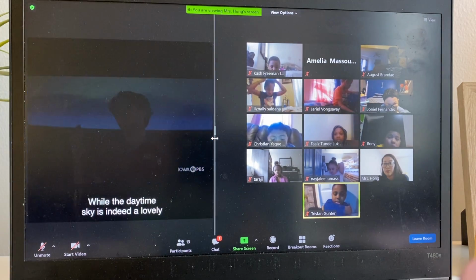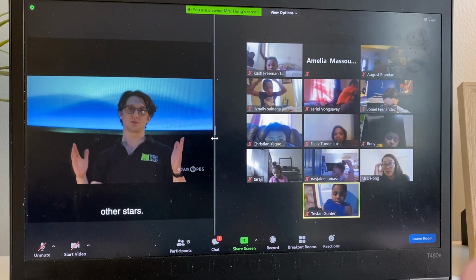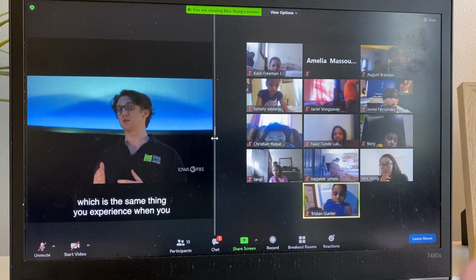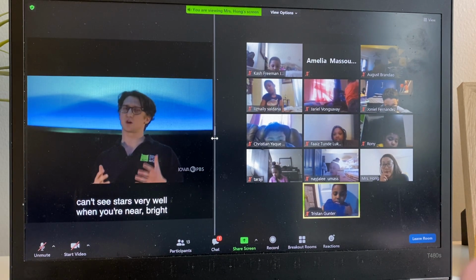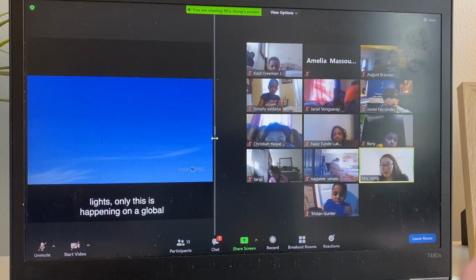While the daytime sky is indeed a lovely color, it makes it impossible to see all the other stars. What we're seeing here is actually light pollution, which is the same thing you experience when you can't see stars very well when you're near bright lights. Only this is happening on a global scale and takes up the whole sky.